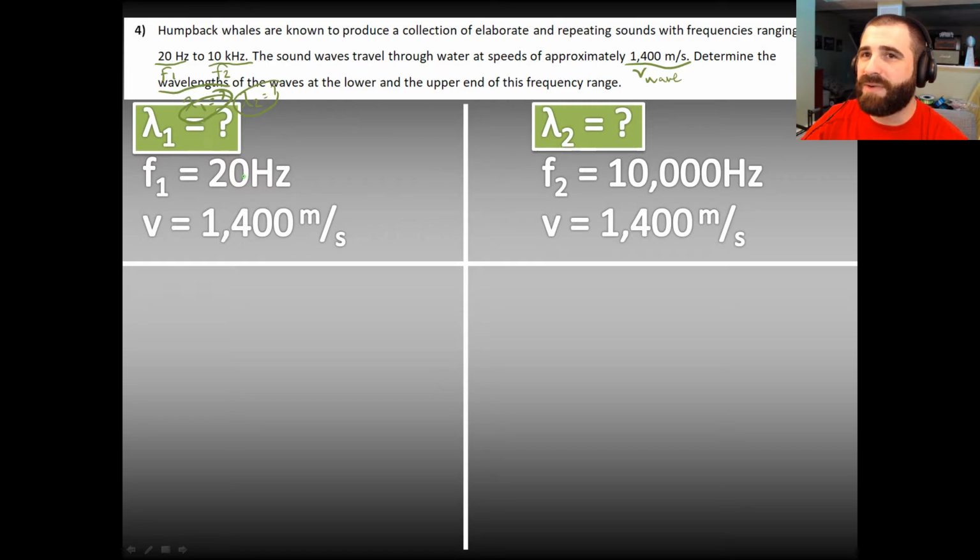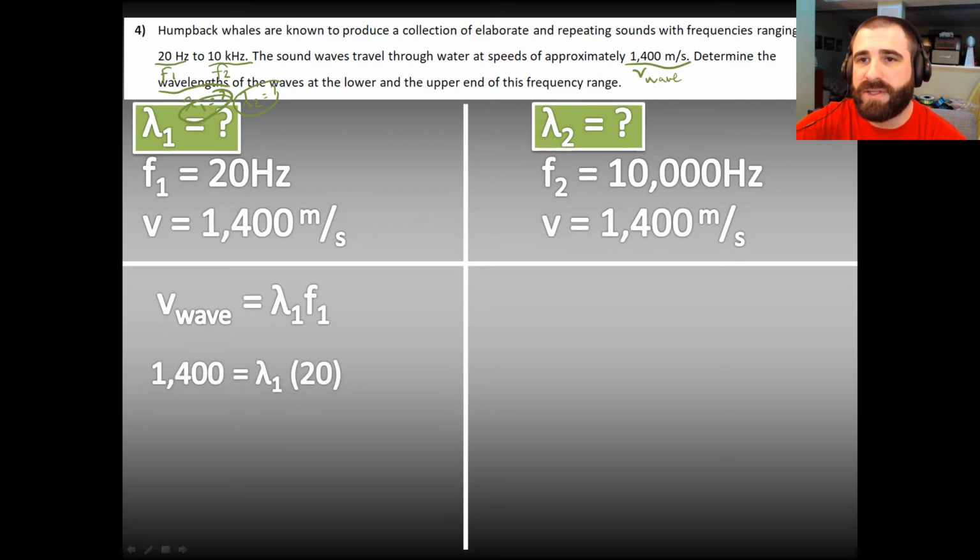Better be this one, right? The lower frequency, higher wavelength, if they're going to be traveling the same speed. So let's check it out. See what happens. V wave equals lambda 1 F1. We plug in our numbers. We divide. Mr. T, this is the easiest math I've done all year.